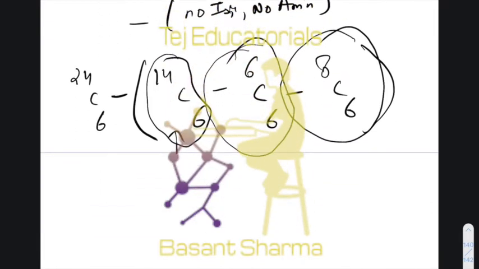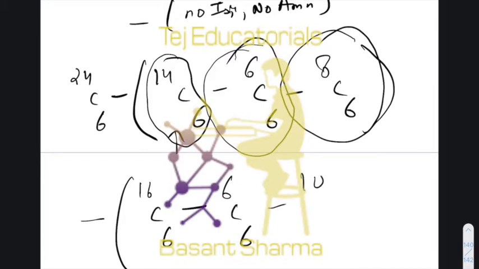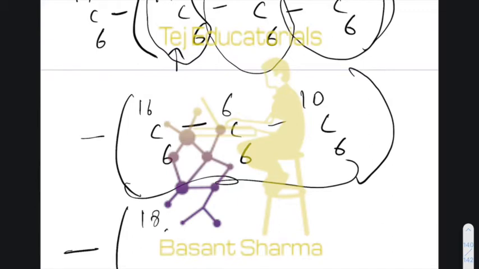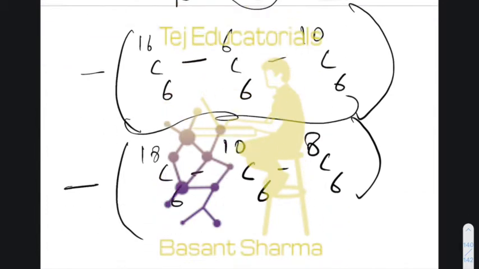Okay, similarly, when no American is selected and at least one Israeli and one Indian is selected, then you have 16C6 minus those cases when all Israelis are selected. Okay, and those cases when all Indians are selected. Okay, so this gives you no American selected and at least one Israeli and at least one Indian selected. Similarly, when no Israeli is selected, then you have 10 Indians and 8 Americans, so 18C6 minus 10C6 minus 8C6.